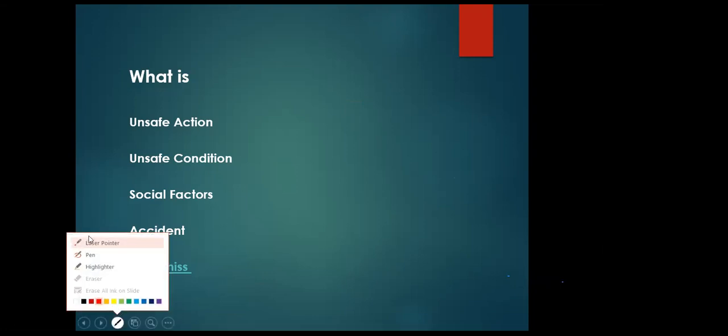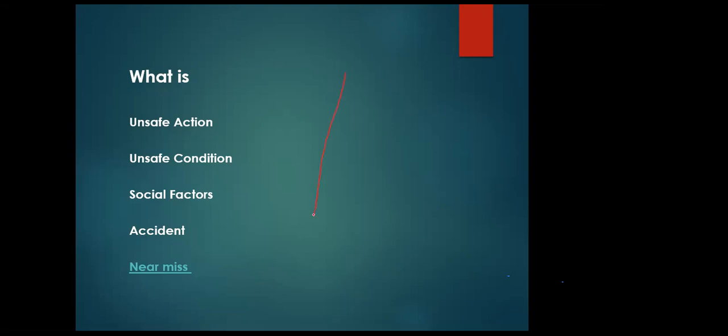I hope most of you know the Heinrich accident hierarchy. If I'm not wrong, 300 near misses lead to 29 major cases, and one fatal case. Those 29 are minor injuries, and these are near misses. It means that for the happening of one fatal case, these come before.